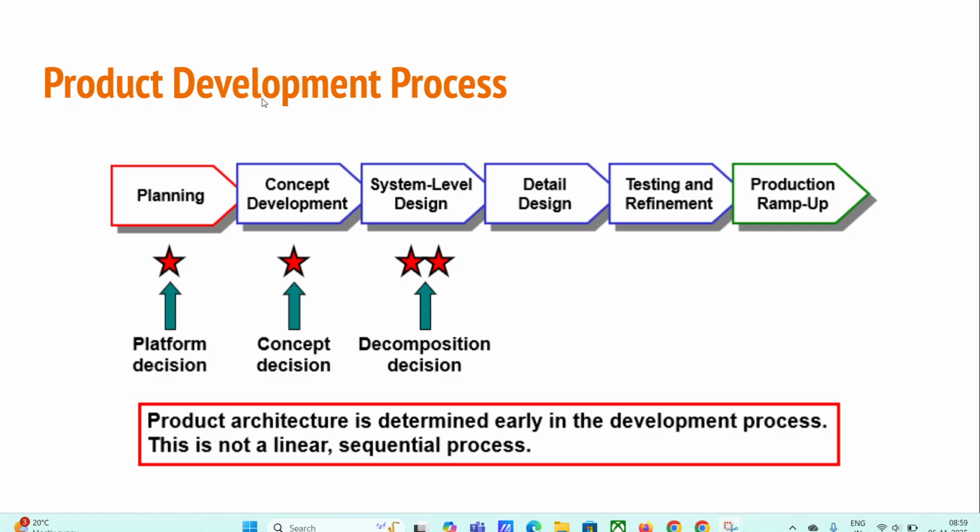And this is the next part, the product development process. In that, we have planning, concept development, system level design, detailed design, testing and refining, and then product ramp up. In planning, we have the platform decision. In concept development, the concept decision. Here we give the decision to the next part. System level design: decomposition.